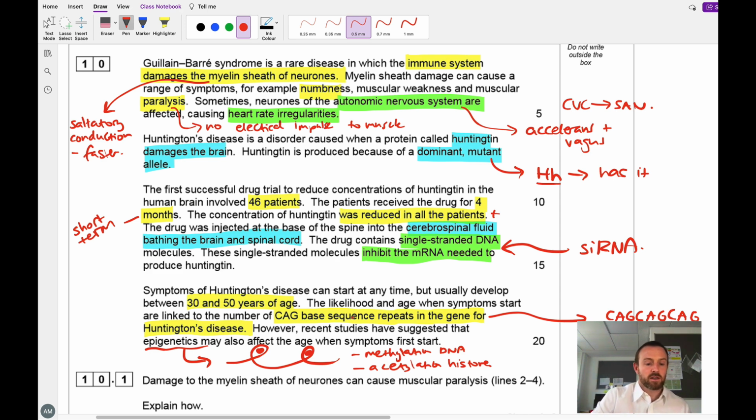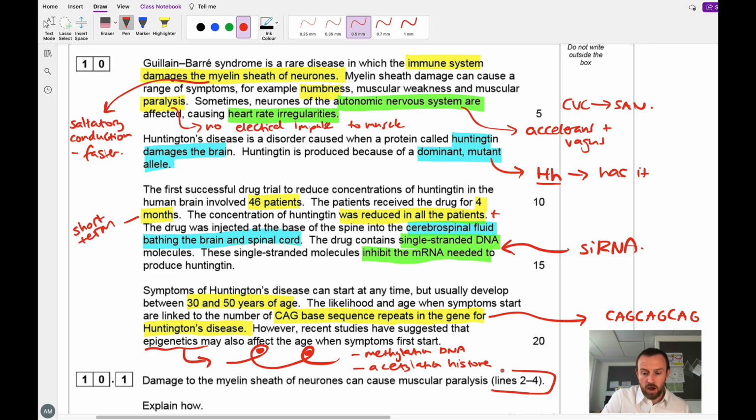Let's go into it. So 10. Damage to the myelin sheath of neurons can cause muscular paralysis. Now it does help by telling us where we need to go, lines 2 to 4. But we've already talked about this, haven't we? Muscular paralysis. We can say that without the myelin sheath, saltatory conduction will not happen, so the nerve impulse, or the electrical impulse, will travel more slowly, and this means that electrical impulses will reach muscles more slowly or may not even arrive at all, causing no action potential passed on to the muscle and causing muscular paralysis.